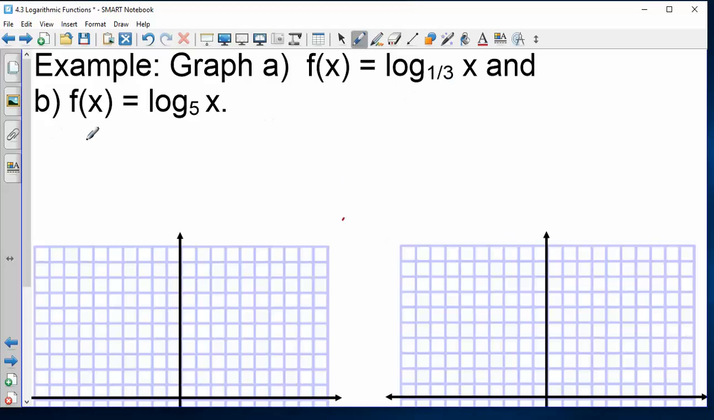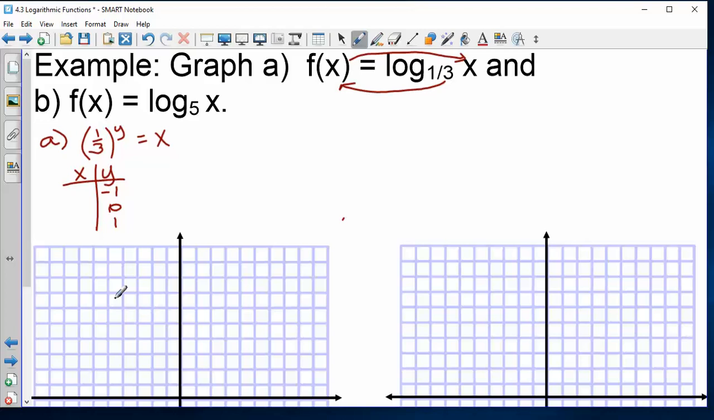So your base, this would be 1/3. F of x is the same as what variable? 1/3 to the y equals x. So in your t-chart, what are you going to be plugging in for, x or y? The y. You're going to put in -1, 0, and 1.